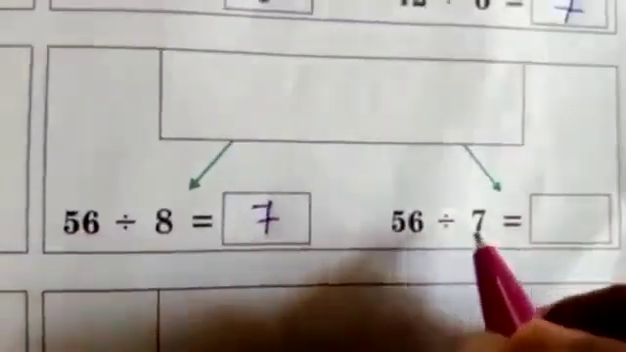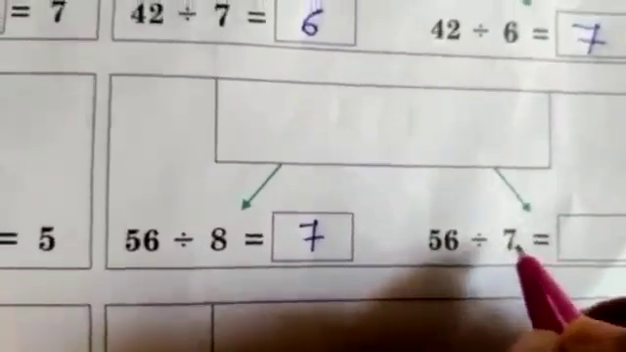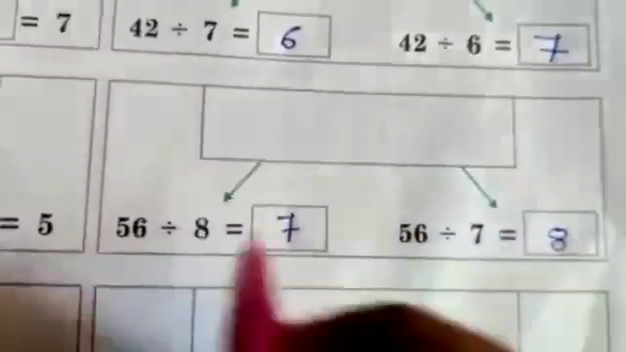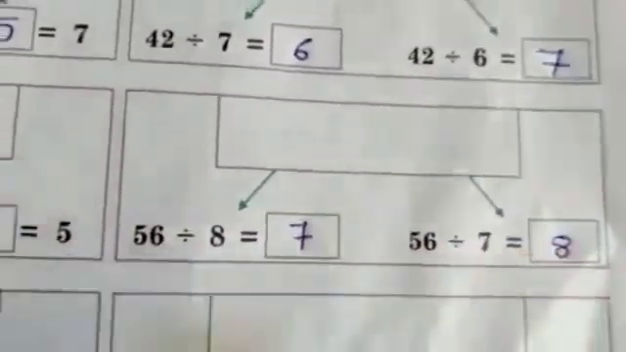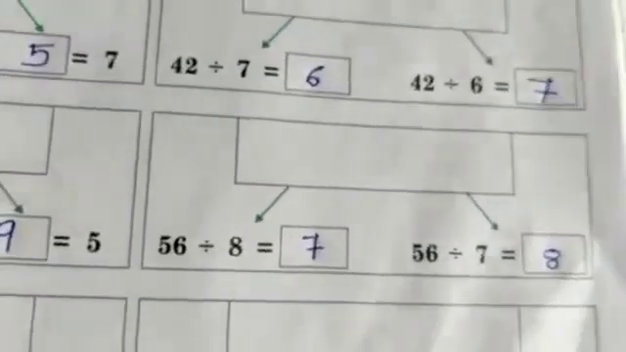Similarly, 56 divided by 7. So 56 is coming in 7's table. How many 8s? 7 8s are 56 and here 8 7s are 56. So in this way they are interrelated with multiplication and division.